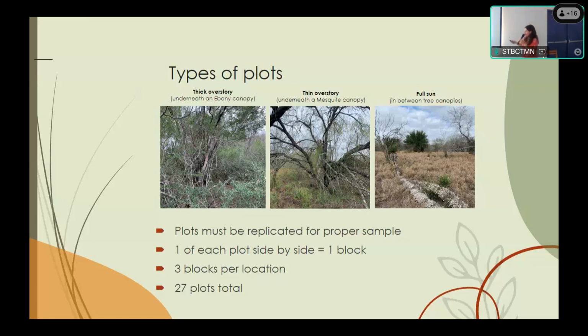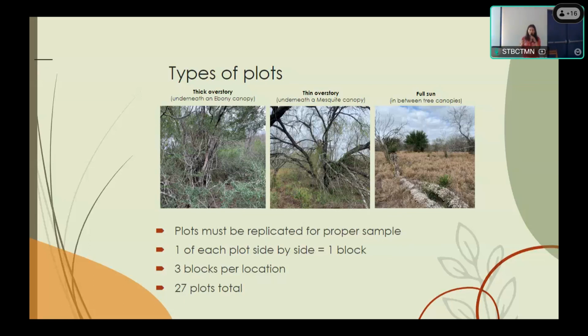And so for this study, the plots have to be replicated for a proper sample, and any ecological study would be like this. But because the plots have to be replicated, that means that I have multiples of them. So one of each plot side by side, we're calling a block. So one ebony canopy, one mesquite canopy, and one open area all together in kind of like a little triangle is one block. And so at each of my locations, I have 3 blocks. That means that I have 27 plots total.